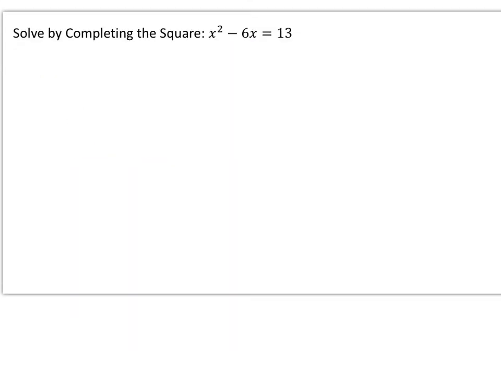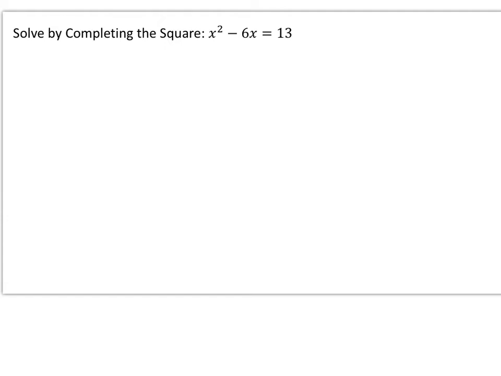So now in this one we have x squared minus 6x is equal to 13. On the previous example I showed you how to complete the square on one side of the equation. Now I'm going to show you how to complete the square on two sides of the equation. So your first step is the same, factor out any coefficient of your squared term. I don't have any, so I'm going to jump right into leaving my spaces.